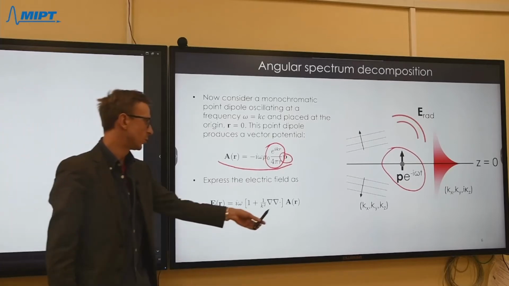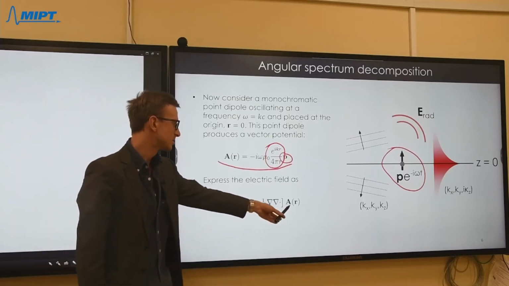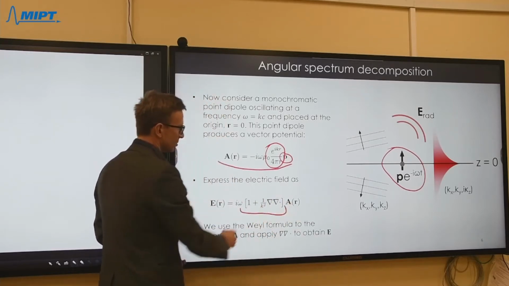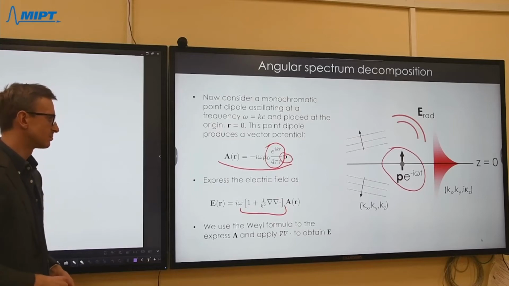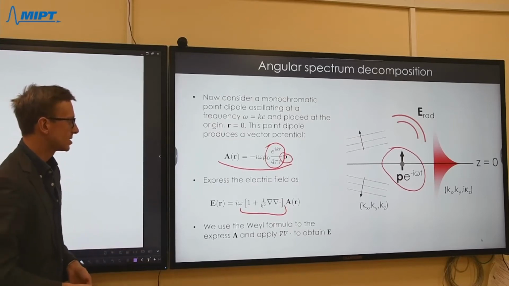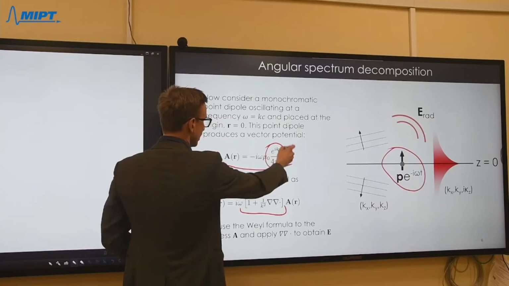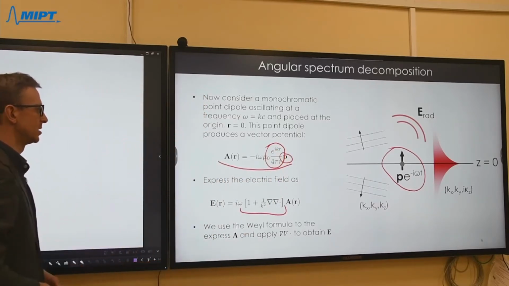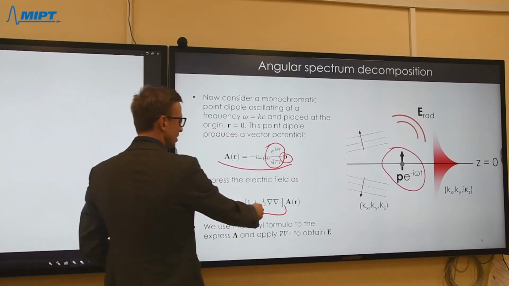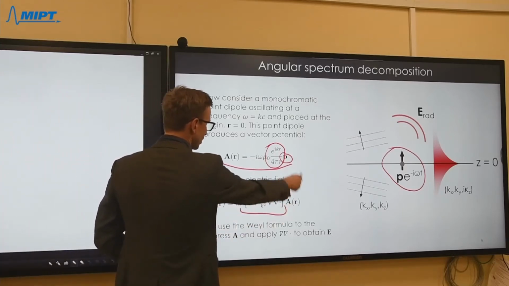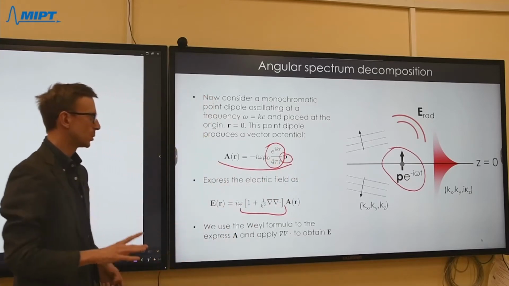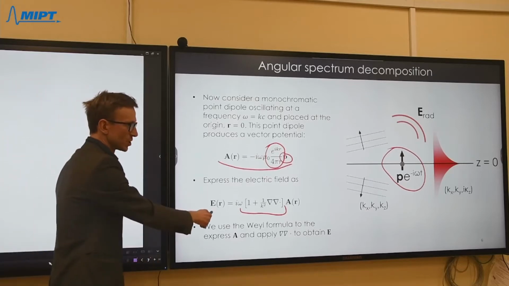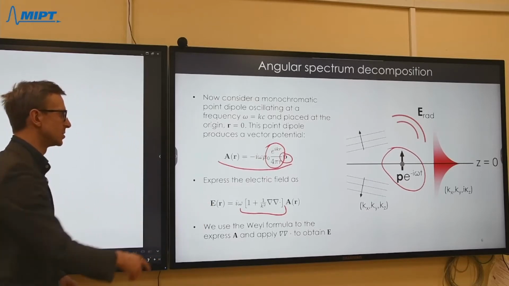Well, once we know the A, we can act on A with this operator, which is 1 plus gradient of divergence. This gives us the electric field. So what we need to do is expand this, represent this using Weyl identity, and act with the differential operator on this thing. And that will give us the plane wave representation of the vectorial electric field. Let's do this.